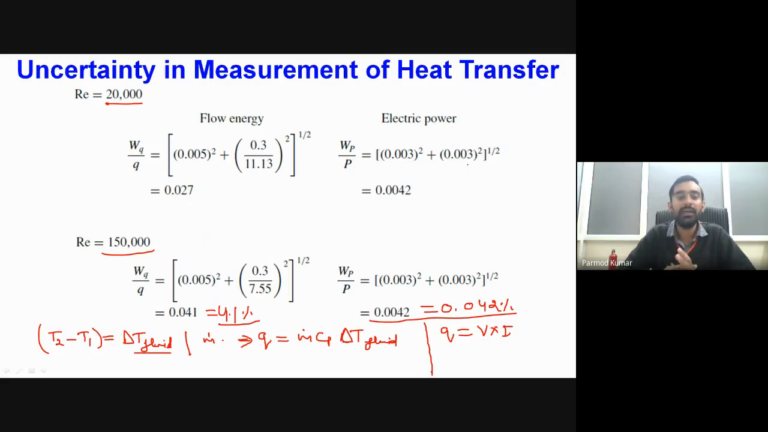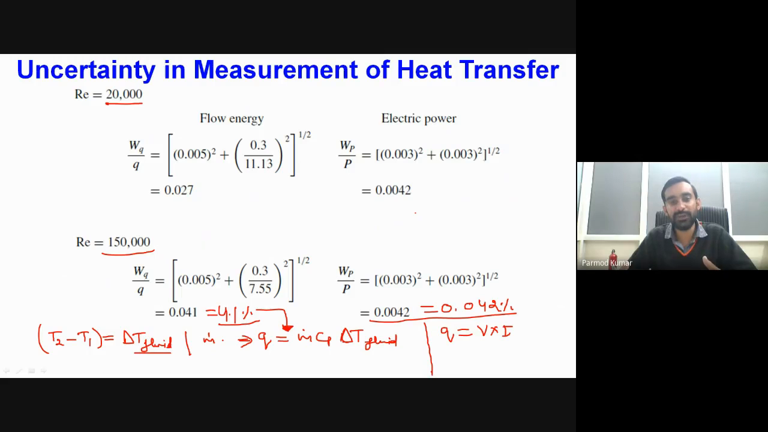Because of that, we have to consider this flow energy based uncertainty in our measurement of the final output. Why are we considering it? Because if we had perfect insulation, then obviously this electrical power output based method would give us a very precise measurement. But in actual practice, we cannot ensure that whatever energy we receive from the electrical power input is actually transferred to the fluid.